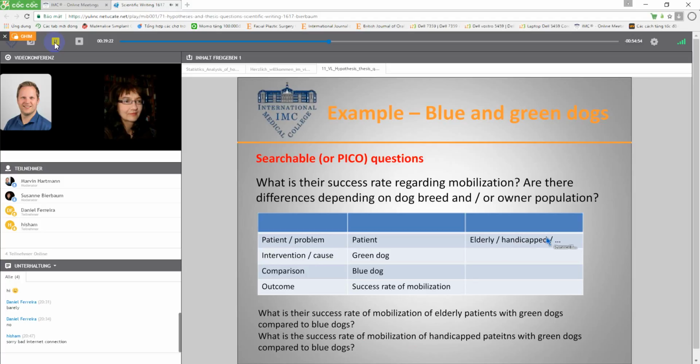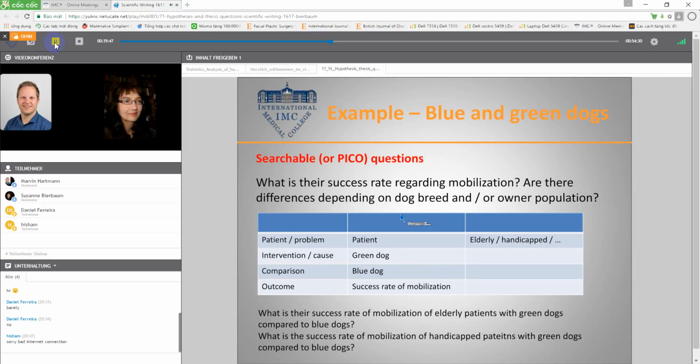Searchable PICO questions, just a short reminder. You take this first one: what's the success rate regarding mobilization? Are there differences? You have the patient. If it's just patient, in general, you can specify maybe it's an elderly patient or a handicapped patient. Green dogs, your intervention; your comparison would be the blue dog. Outcome in this case, the success rate of mobilization.